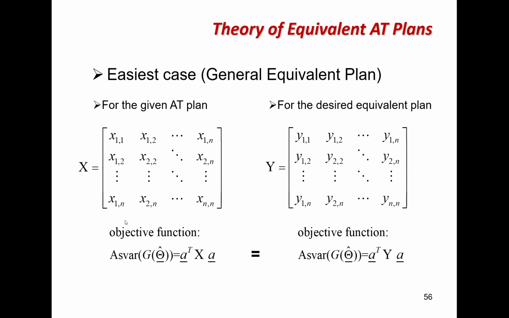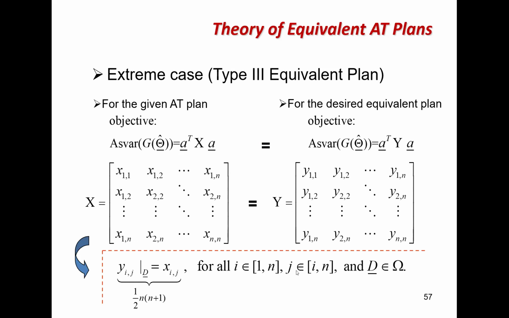Now, let's talk about the theory of equivalent AT plans. The easiest one is the general equivalent plan. Basically, if I have two testing plans, this is the variance covariance matrix associated with these two plans. Remember, each term in this variance covariance matrix depends on how you set up the test, basically on the values of the decision variables. So first, for the general equivalent testing plan, we just use the definition. Basically, the two asymptotic variances of G are equal, the objective function is the same. So now I just want to determine, if I already know the design for X, like the benchmark design, I want to come up with an alternative plan that generates variance covariance matrix Y that gives me the same objective function, so that these two testing plans are equivalent.